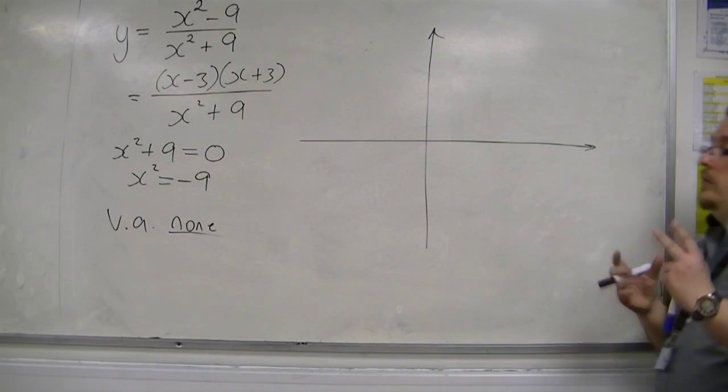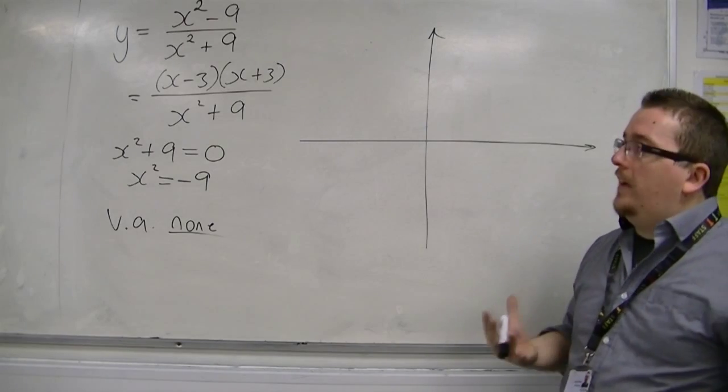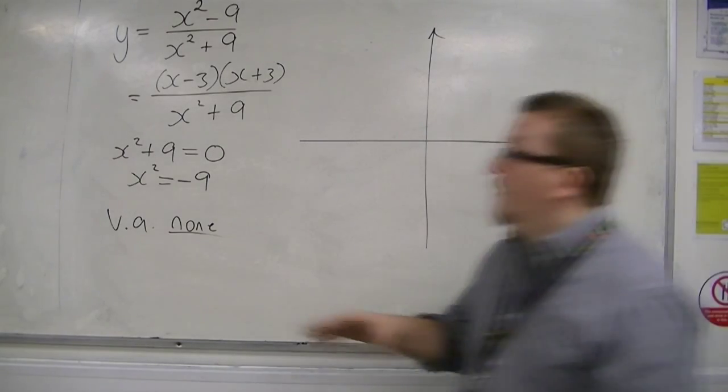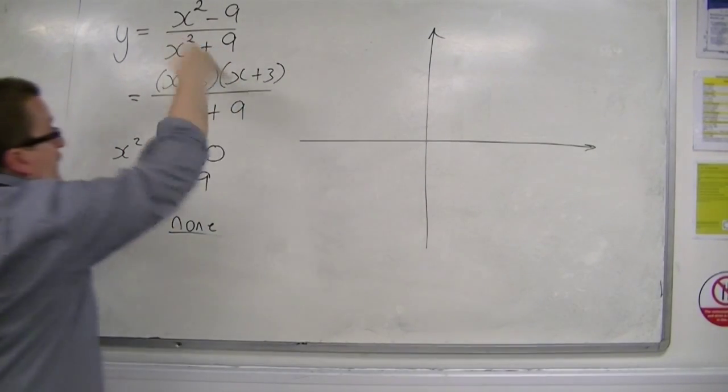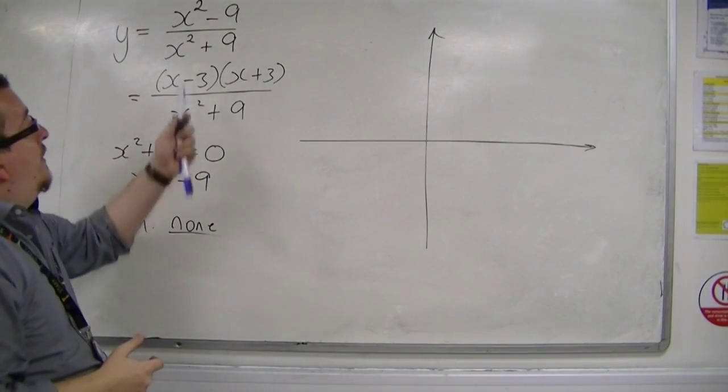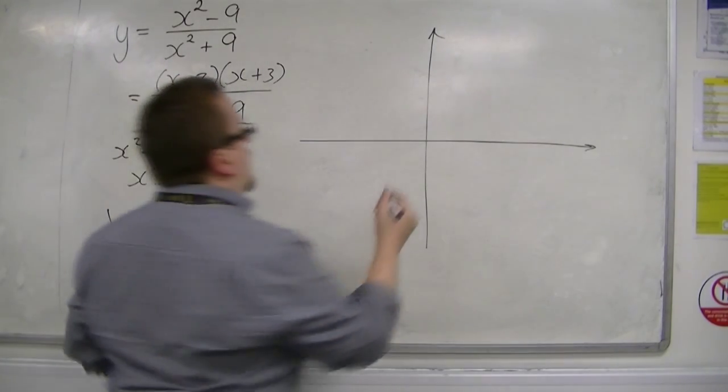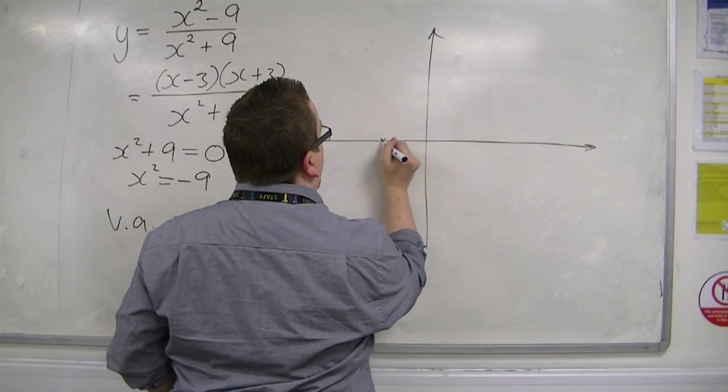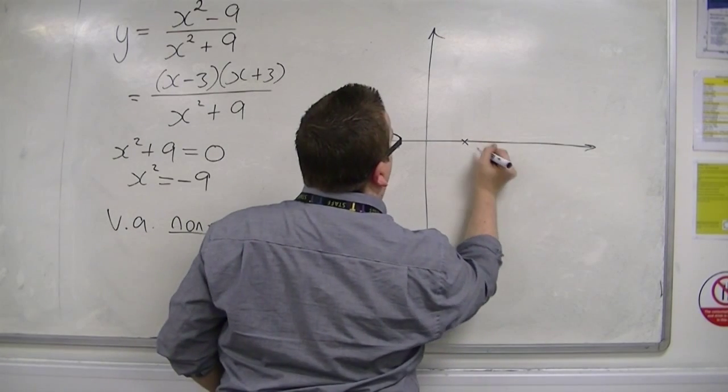So next up, can we say where it crosses the x-axis? Now that's when the numerator is 0, remember? So we can say that it crosses the x-axis at 3 and minus 3. So we've got two coordinates for that one. We've got minus 3 and 3.